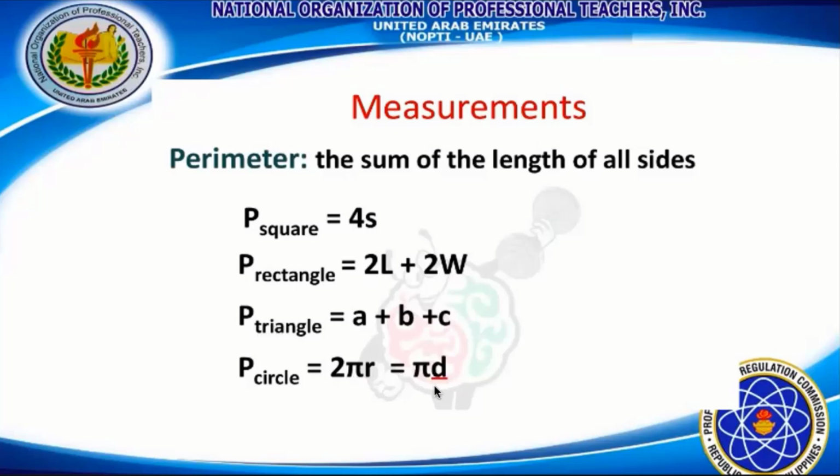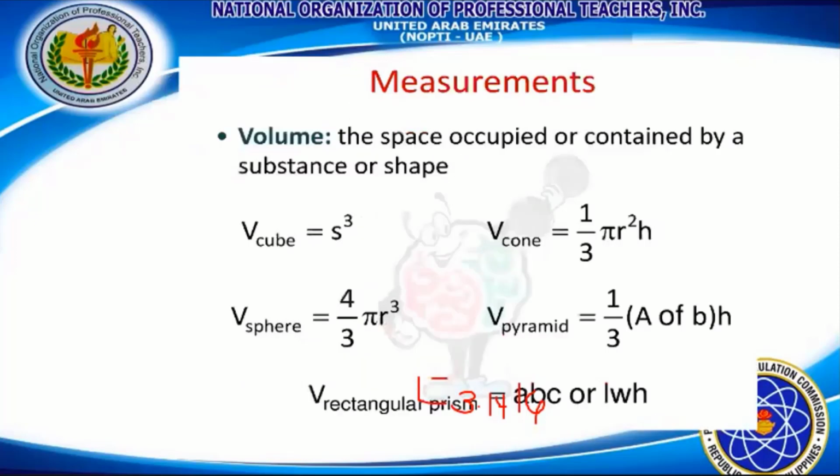Okay? Ano ang value ng pi? It's 3.1416. That's the constant value of pi. Okay, after perimeter, volume. Volume is the space occupied or contained by a substance or shape.